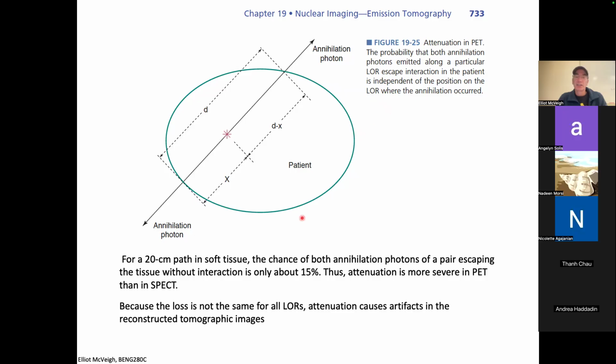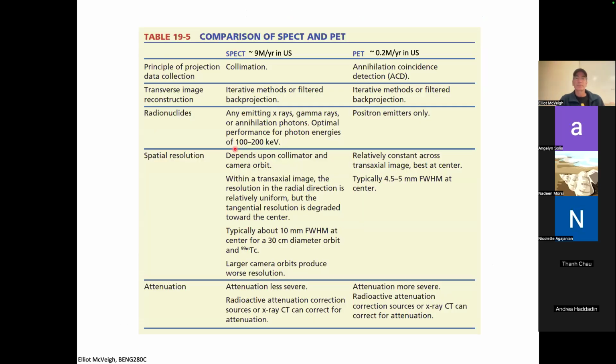And it says here, for a 20 centimeter path in soft tissue, so like water, the chance of both annihilation photons getting out is about 15%. So it's the joint probability of them both getting out. Right? So that gives you an idea of what efficiency you're dealing with here. There's a lot of absorption of energy in the tissue.